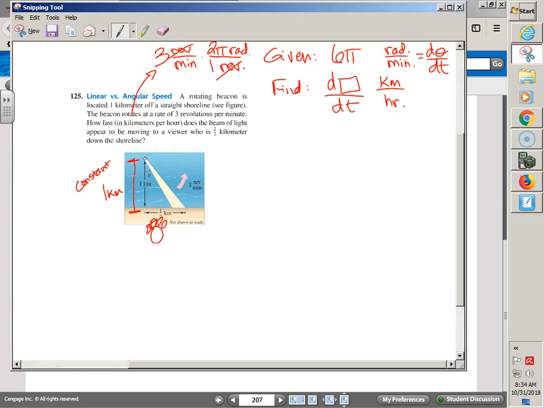Okay, so hold on. We have a theta, we have a this guy, and we have a that guy. I think I need to make this guy x. I know the guy's standing a half kilometer, but the beam's moving. It's not always at a half. So I have an adjacent, I have an angle, and an opposite. What's the only formula I can use?